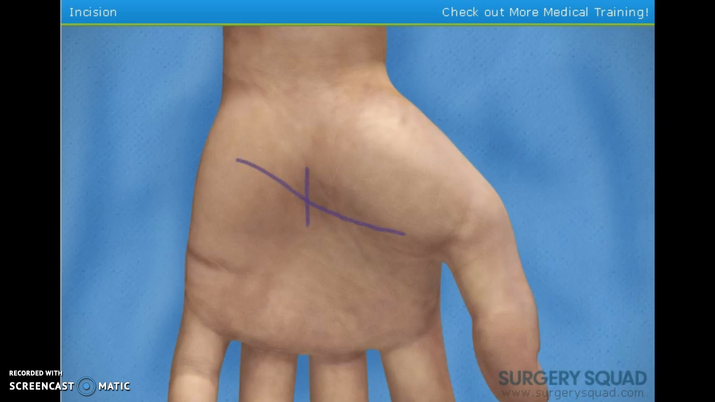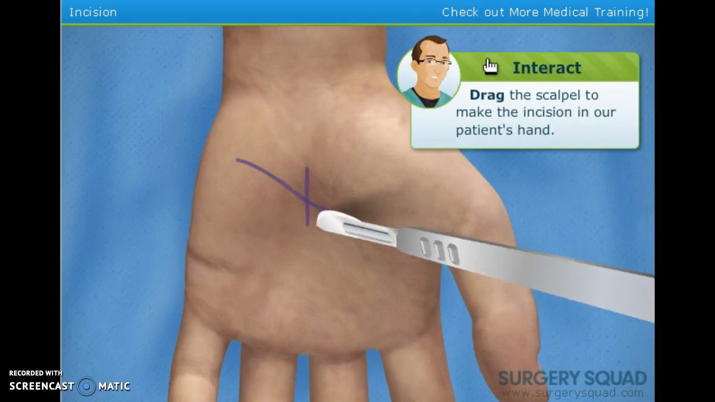Looks good to me. We'll be making a 3/4 inch incision at the intersection of those lines. Now take the scalpel and make the incision.